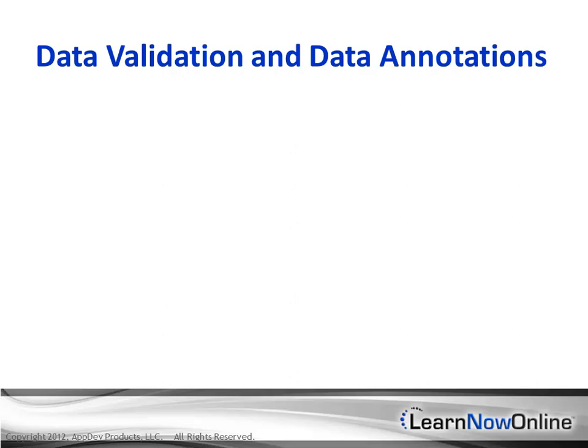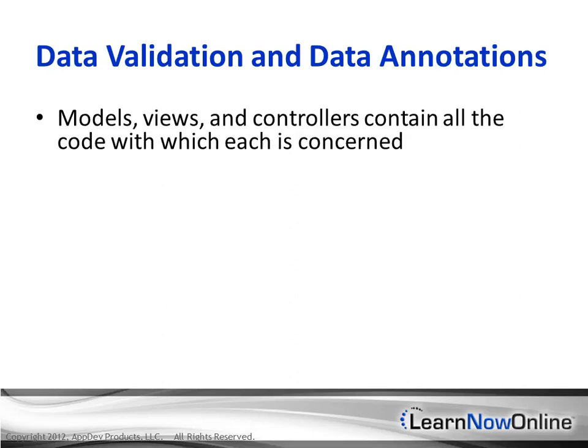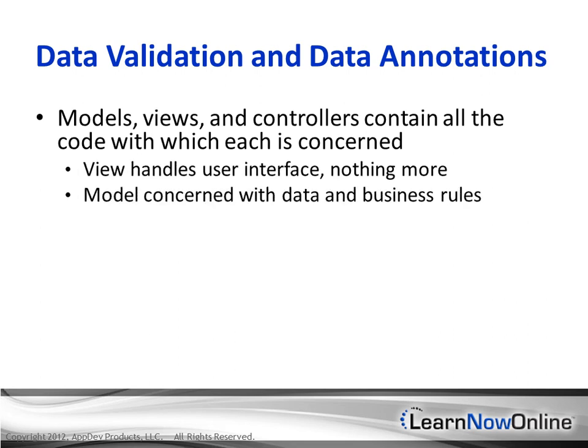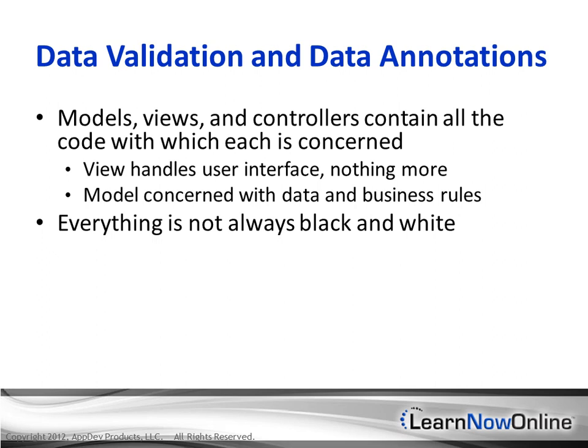With data validation and data annotations, all of the information that's needed to do the validation is contained within the model and the views and the controllers. The view handles the user interface, but nothing more. The model is just concerned with the data and the business rules. But everything is not always black and white here. So where does the data validation fit?